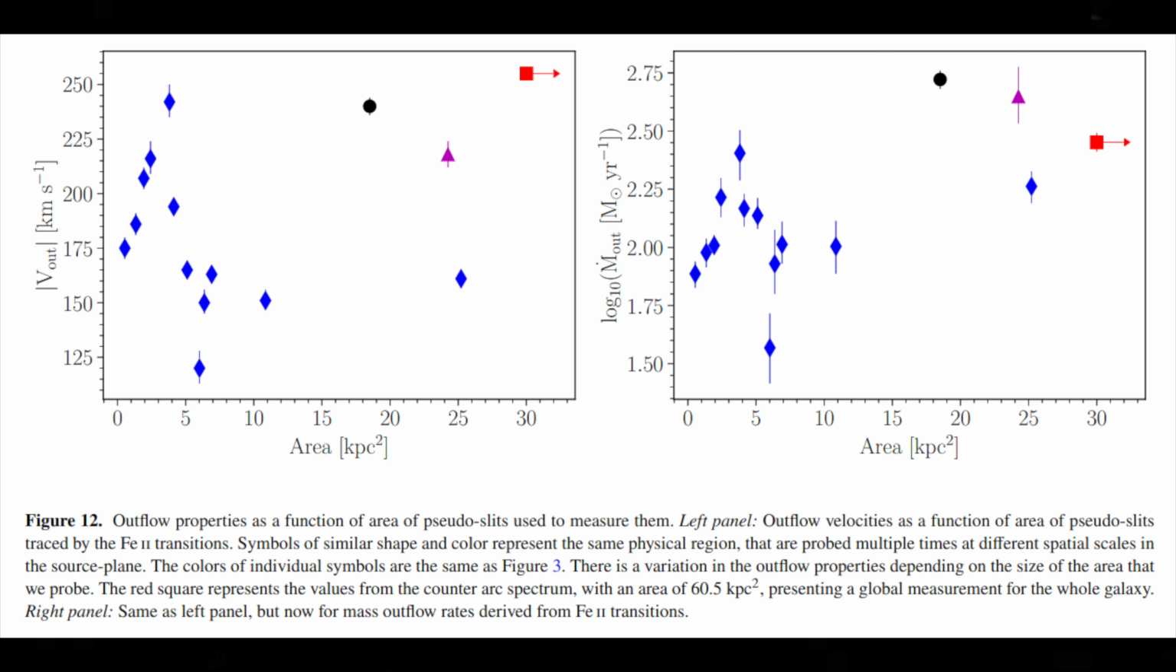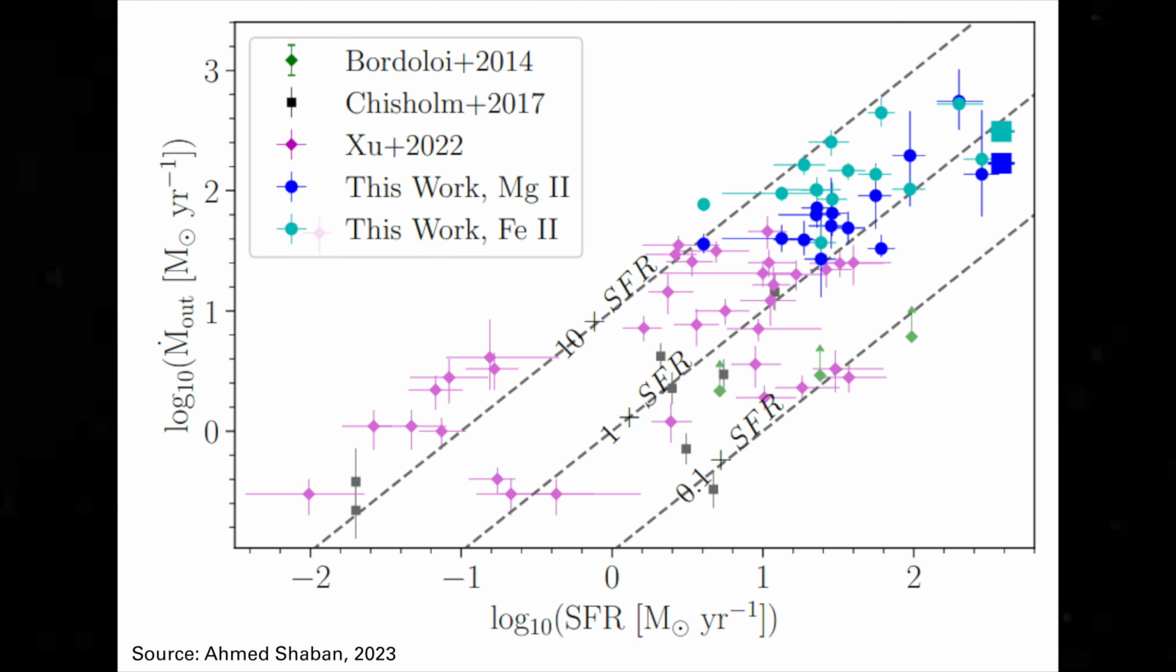Also, when we compare our measurements to measurements from previous studies in the literature, like in this figure here, where we compare the mass outflow rate on the y-axis versus the star formation rate on the x-axis, our measurements are shown in blue and cyan circles and squares. And all these measurements are from one galaxy in this work. And we compare them with 3 other papers where each data point represents one galaxy. And as we can see here, the scatter in our data points is consistent with the literature, even though our measurements are from one galaxy.